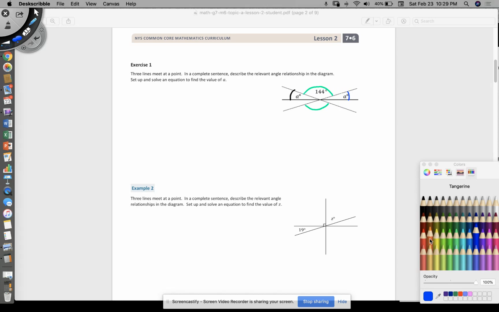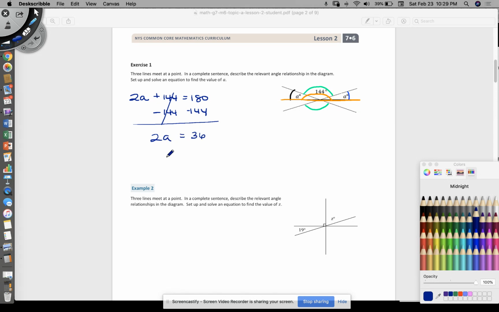All right, so let's see if I can get your attention and see this. If I said A plus 144 plus A, I would get a straight angle. So now I can actually set up my equation. I see that if I had 2 A's plus that 144, it would equal 180 degrees. I want to solve for A, which means I need to move this 144. So the opposite of adding 144 is to subtract 144 from both sides.